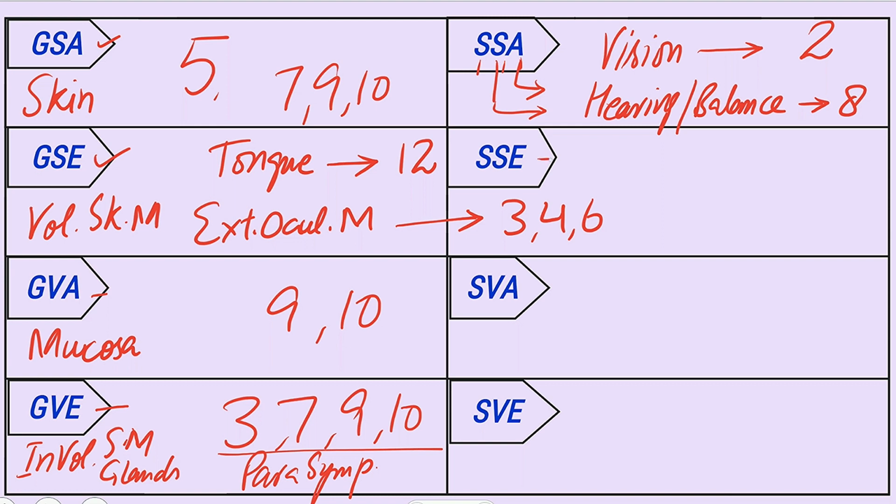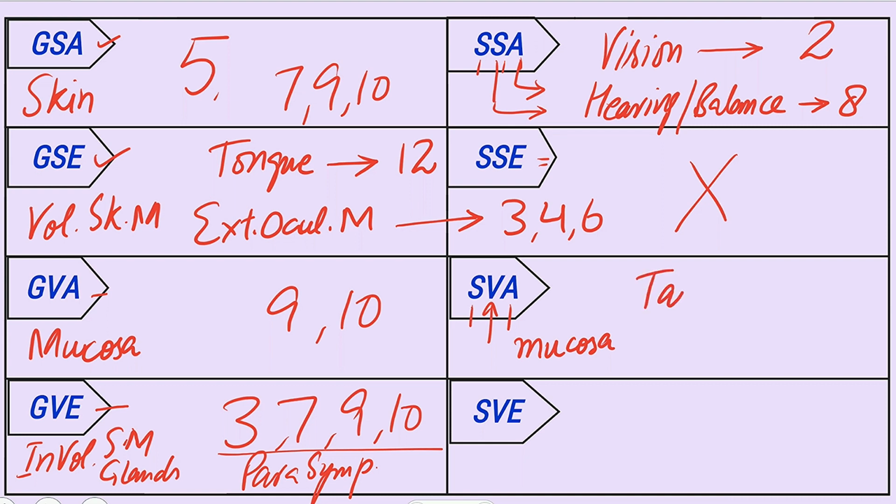Next is the special somatic efferent component, and this component doesn't exist in the human body. Next is the special visceral afferent component. This is a special sensory component of visceral origin, the special sensation that will involve the mucosa. Keep in mind, special sensation that involves the mucosa comes under the heading of the special visceral afferent, and special sensation that involves the somatic ectoderm will come under the heading of special somatic afferent.